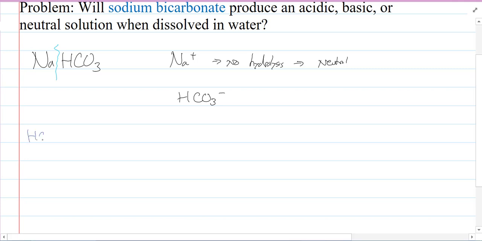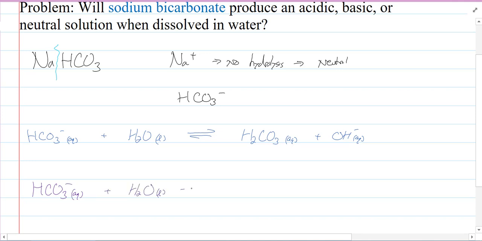If I have HCO3- plus water, there's two options. We can get H2CO3 and OH-, or I can have HCO3- plus water going to CO3 2- and hydronium.